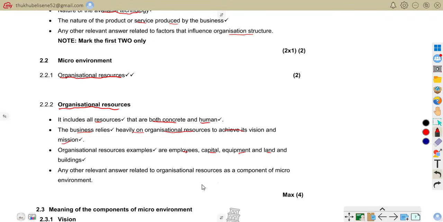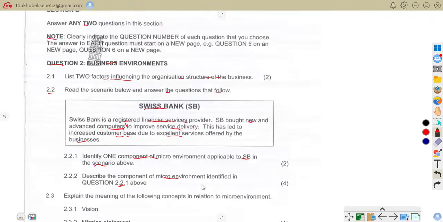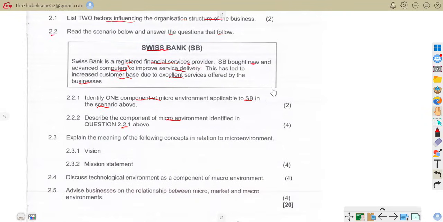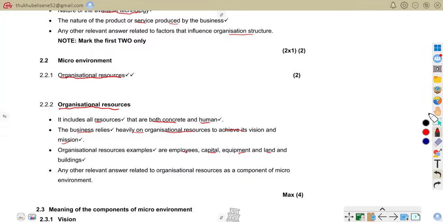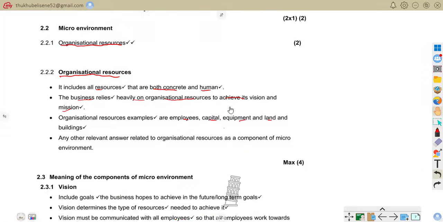So now let us be on 2.3. Explain the meaning of the following concept in relation to the micro environment. So we have to explain vision as well as mission statement. Let's quickly try to give the explanations of those.